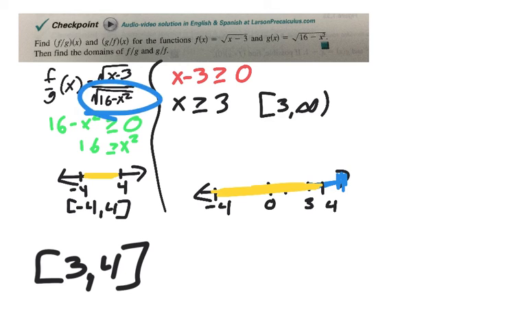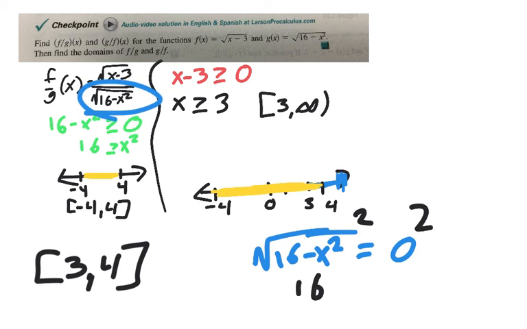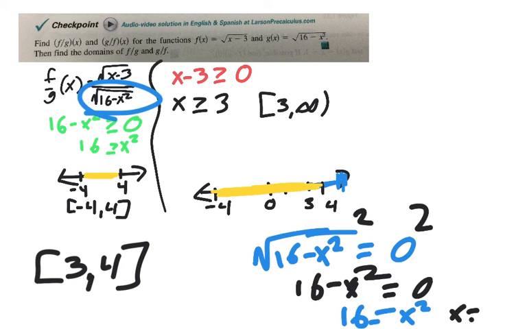What makes me divide by 0? That could also be a problem. So I'm going to take what's in the denominator and find out what makes it 0. Because whatever makes that 0 is a problem. I can't use it. So I square both sides. That tells me 16 minus x squared equals 0. Then I get x squared equals 16. When I take a square root, I get plus or minus 4. So if I plug in 4 or negative 4, I get a problem.